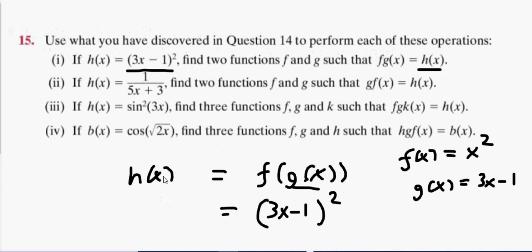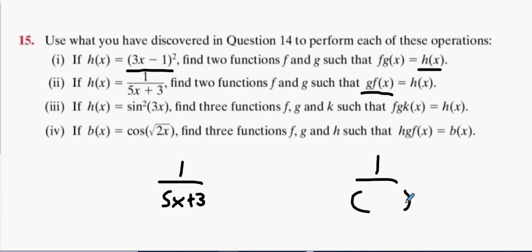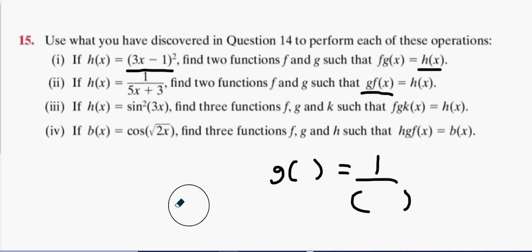Alright, let's try another one out, alright? Let's try part 2 out. How many functions is it equal to? 1 or 2? 2 different parts, right? So it's 1 over 5x plus 3. See that? So I could say 1 over blank equals g or f. Which function do I do second? G or f? G happens second. So I'm going to say g of blank equals 1 over blank. And now what can I say f of x should be?